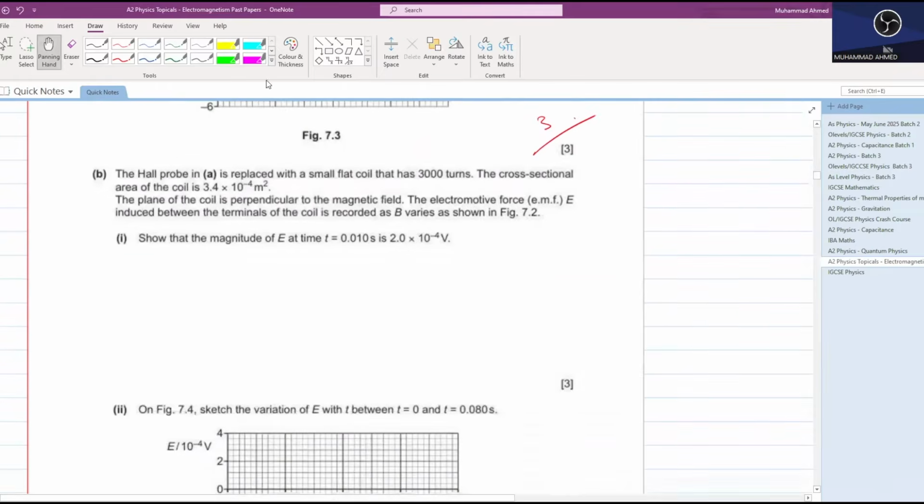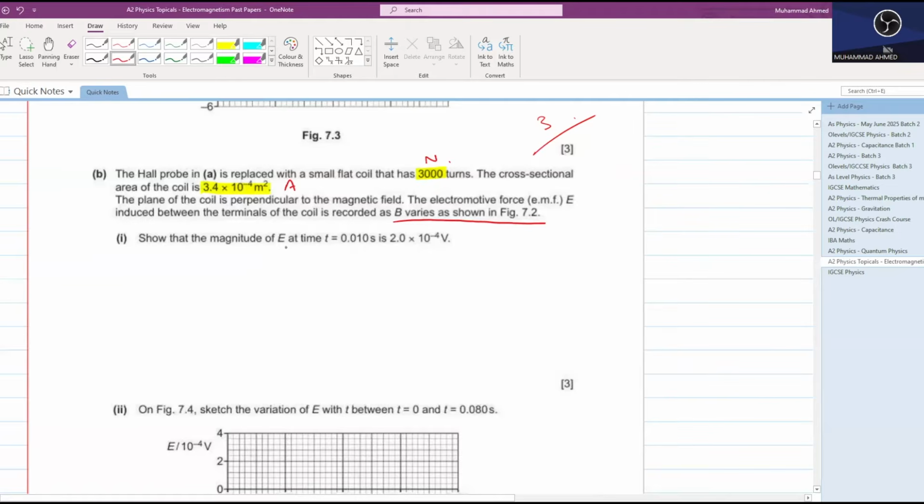Let's further move ahead. The Hall probe in A is replaced with a small flat coil that has 3000 turns. Okay, now you have 3000 turns. The cross sectional area of the coil is this. You have the area as well now. The plane of the coil is perpendicular to the magnetic field. The electromotive force induced between the terminals of the coil is recorded as B varies as shown in figure 7.2. So basically EMF is recorded as B varies.